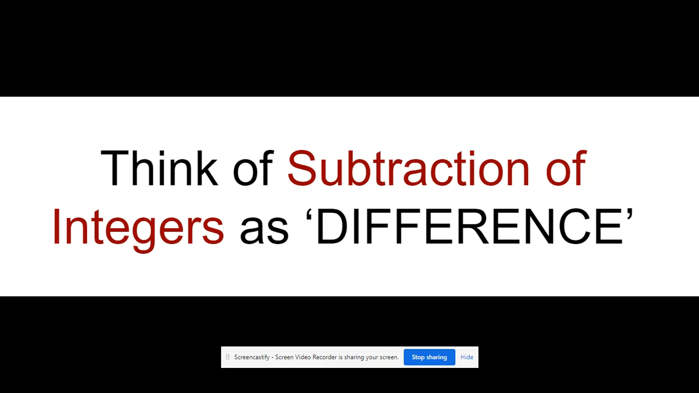So we did the number line strategy. We also looked at the temperature strategy, and I want you to keep those in mind, and I'm just going to give you another thing to think about today. Remember, there's no one right way or wrong way or better way. There's just different ways, okay? So today's idea is to think about subtraction of integers as difference. And when I say the word difference, I want you to think of a gap between the numbers.